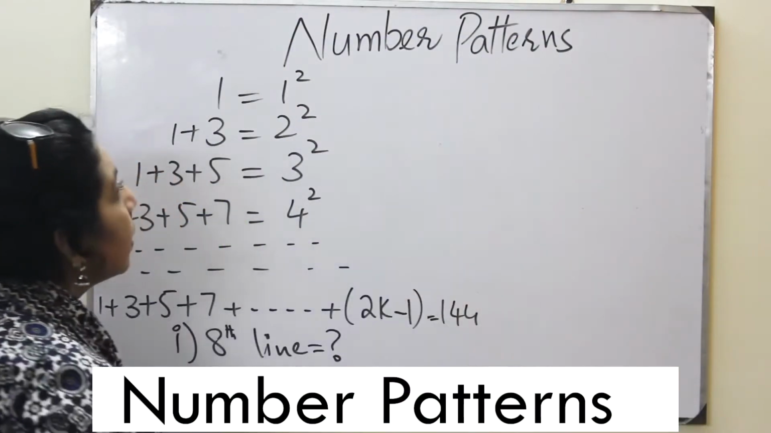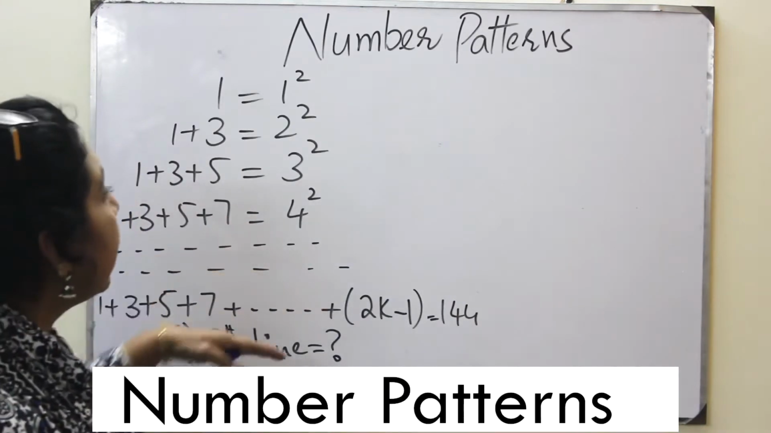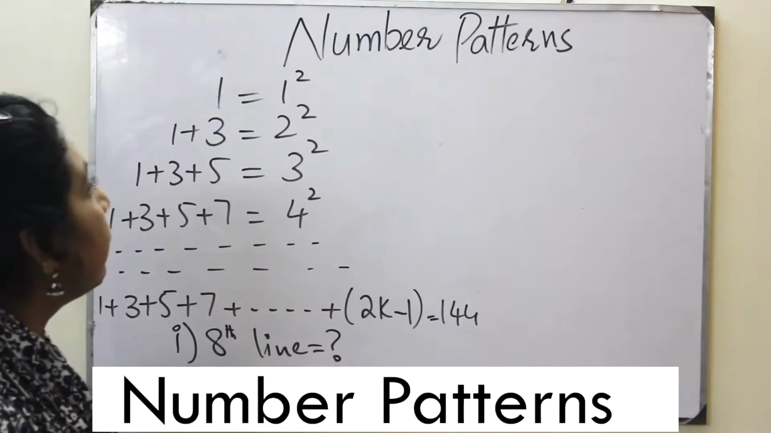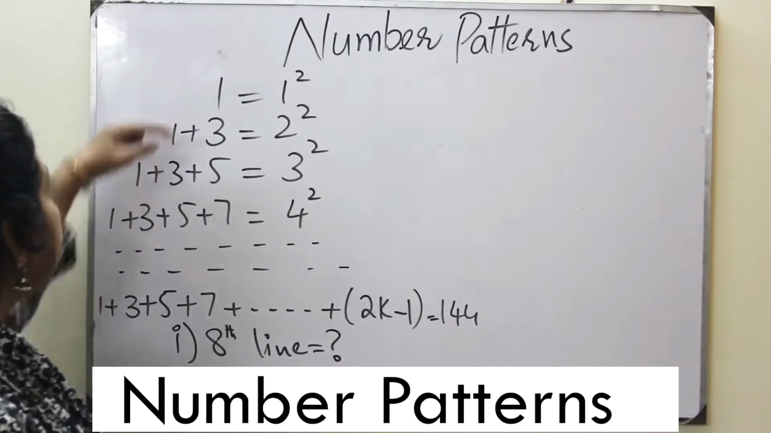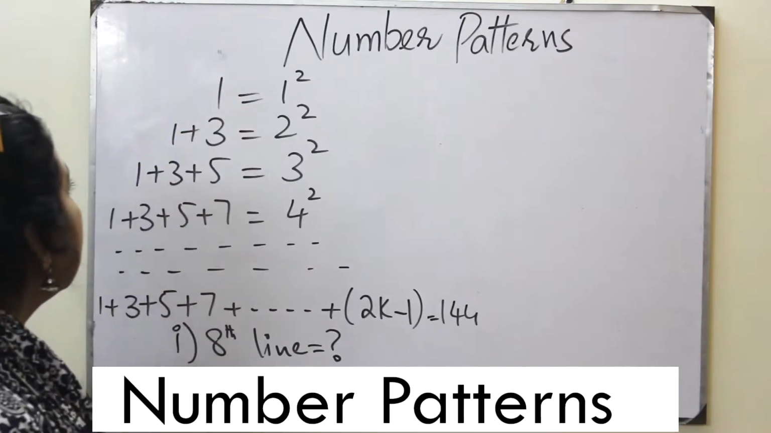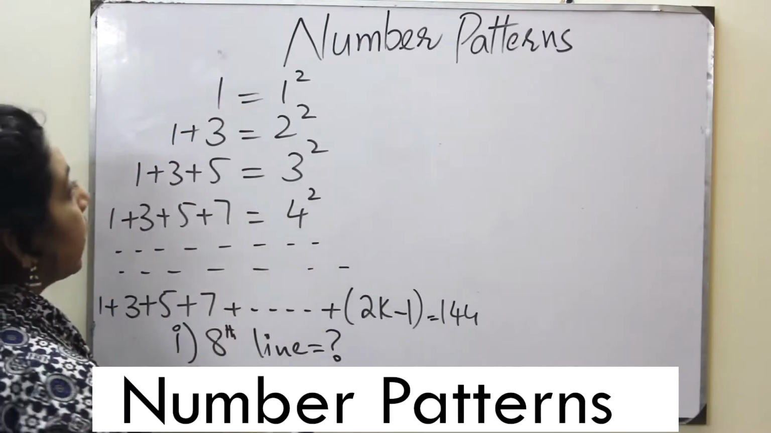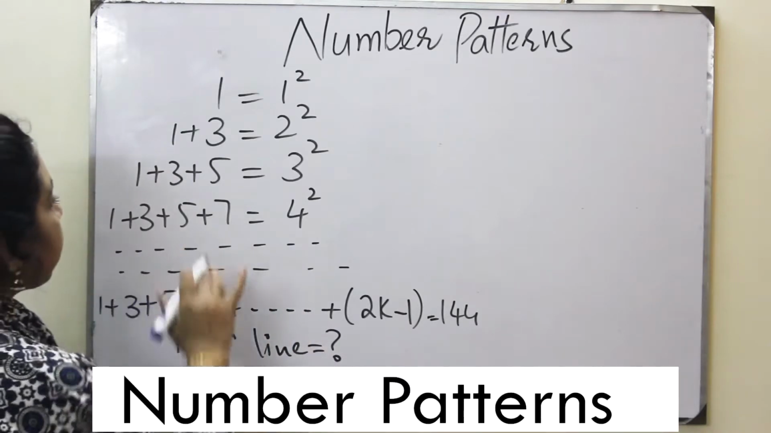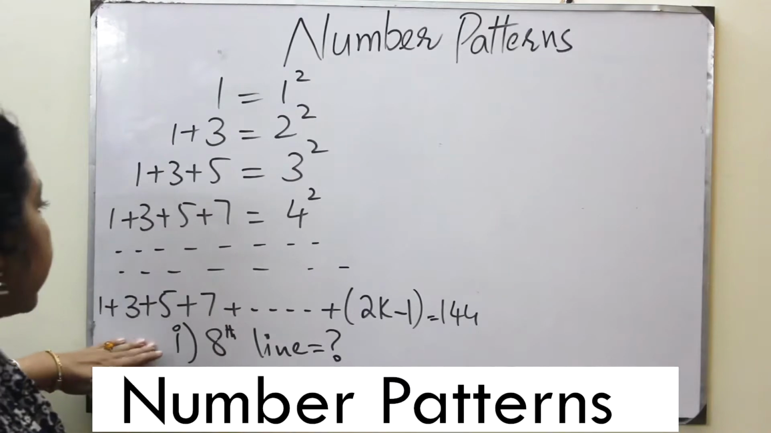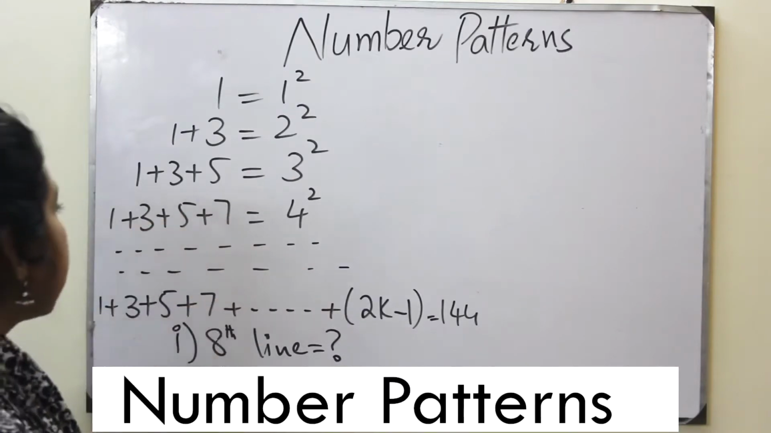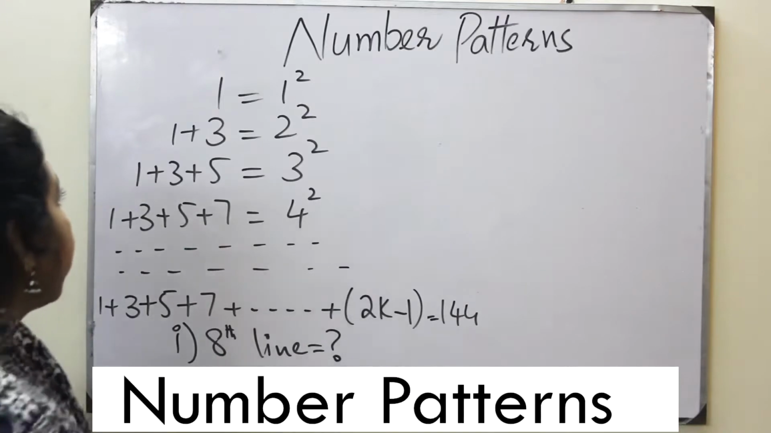I have chosen 3-4 patterns for you in which we shall find the missing term and the value of the variable used. So the first pattern which I have taken for you is 1 equals 1 square, 1 plus 3 equals 2 square, 1 plus 3 plus 5 equals 3 square, 1 plus 3 plus 5 plus 7 equals 4 square, and it is going on. The kth term or a general term is given and we have to find the 8th line and we have to find the value of k.